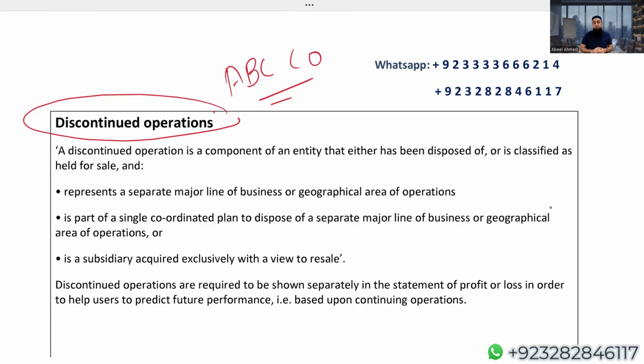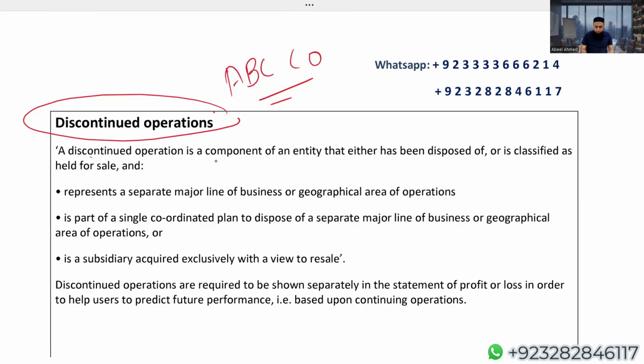And the last example, now listen to this example properly. If the parent has acquired a subsidiary exclusively for resale, repeat, the parent says, I have acquired ABC company just for resale. If this is the case, then for the entire subsidiary you will have to apply IFRS 5, and it will be your discontinued operations. Let's see what IFRS says.